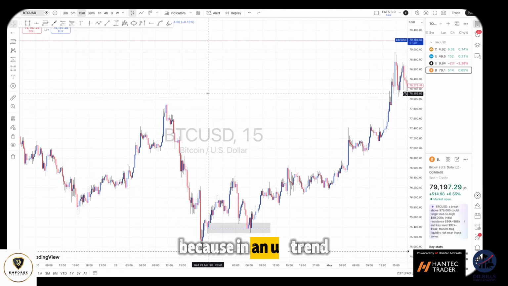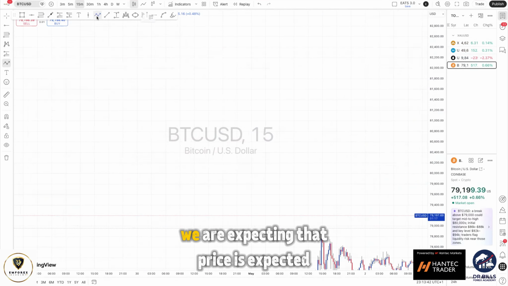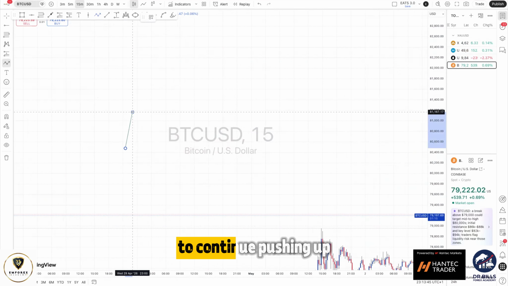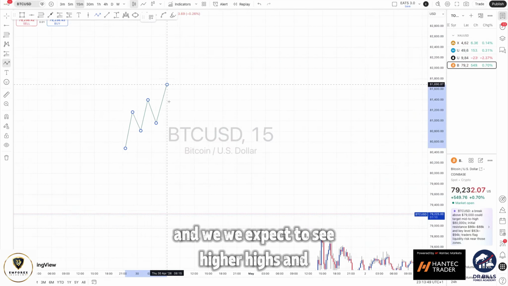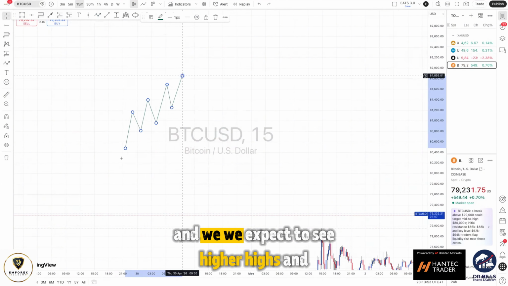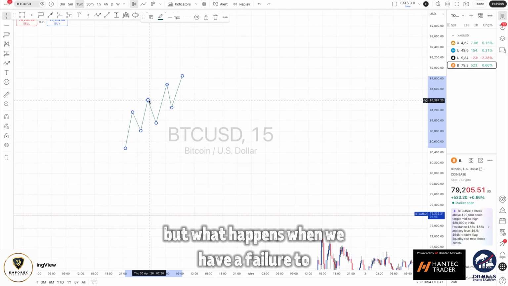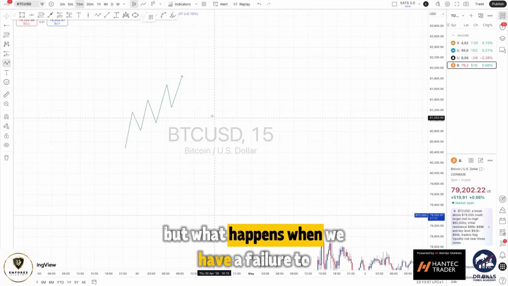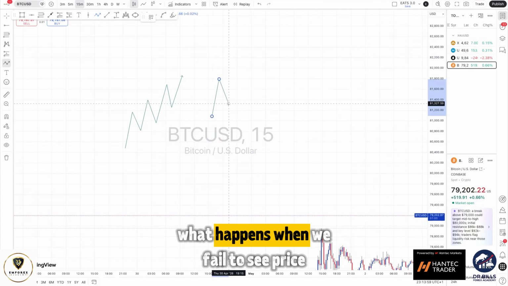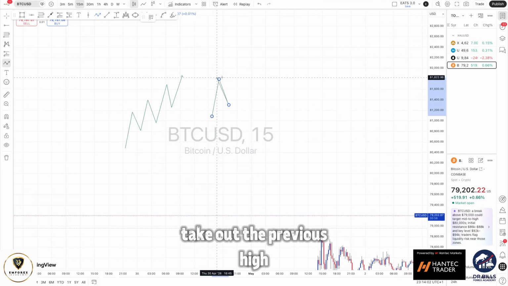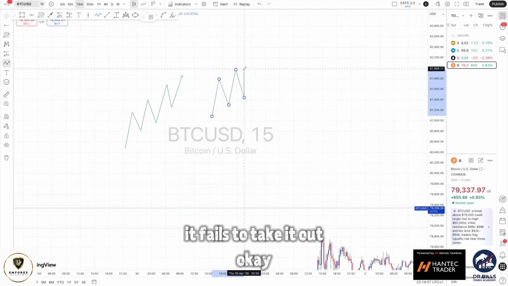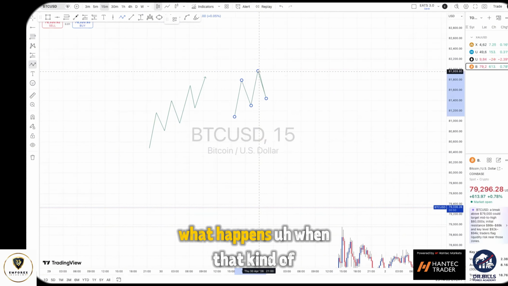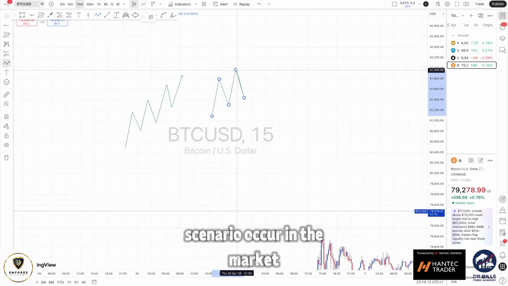Because in an uptrend, we are expecting that price is expected to continue pushing up in this way. And we expect to see higher highs and higher lows in an uptrend. But what happens when we have a failure to swing? What happens when we fail to see price take out the previous high, or even if it takes out this high, on the next high, it fails to take it out? What happens when that kind of scenario occurs in the market?